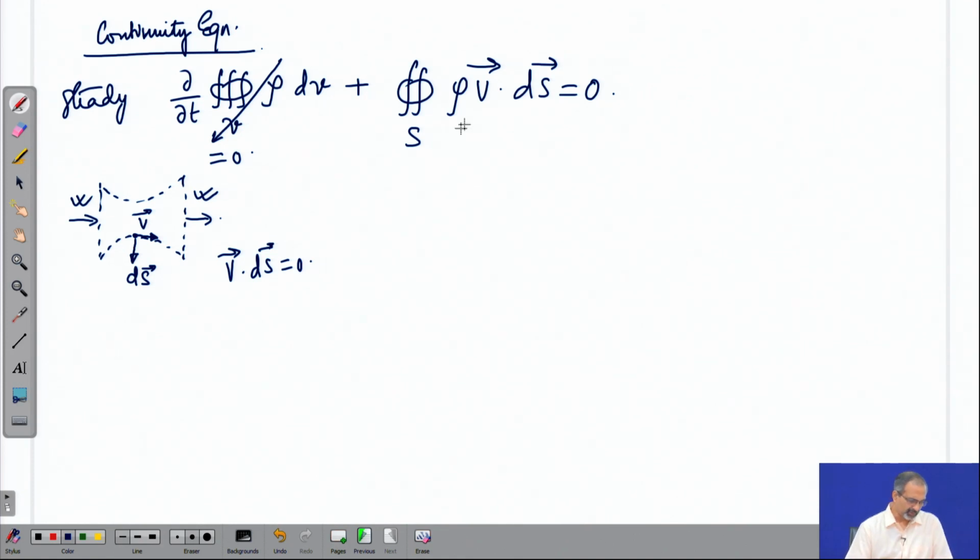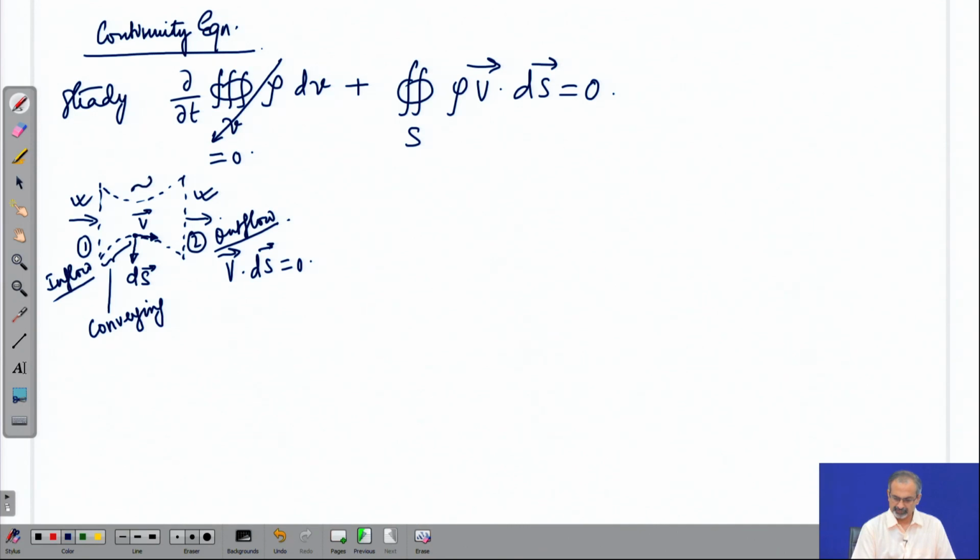So, let us perform the dot products at the two planes, let us say 1 and 2, which we can call as inflow and outflow of that converging diverging duct. We say that this portion is the converging one and this portion is the diverging one. In the converging part, the area is reducing as you move along the length of the duct. In the diverging part, the area is increasing as you move along the duct.